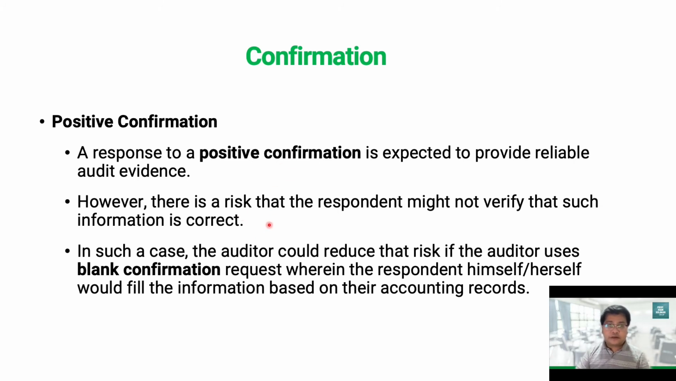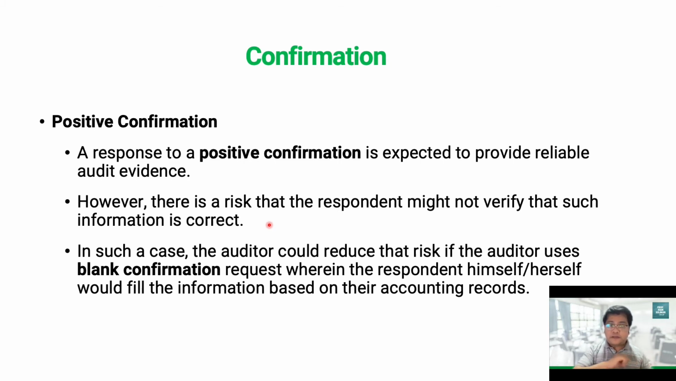Now, like earlier in my example, the customer might not consider the date. They think that we are asking as of January 15, 20X2, instead of December 31, 20X1. Or it's also possible that the customer, when they saw the amount, 1,250,000, feels that it is correct, and they would just sign it and send it back to the auditor without verifying the information against their records.